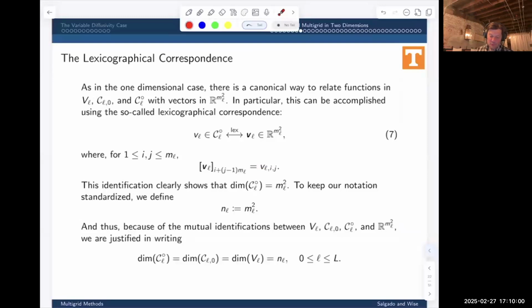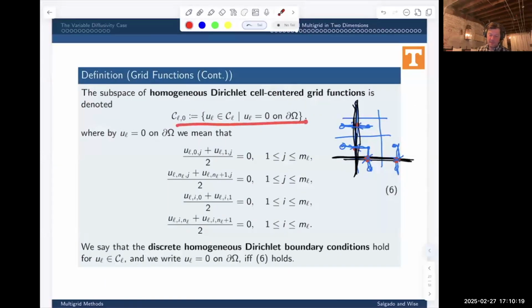Now, as in the one-dimensional case, there's a canonical way to relate functions that are in these three different spaces. This is the space of piecewise constant, cell-centered functions that are homogeneous Dirichlet on the boundary, defined here. Remember, this is my restriction on this set of functions. They have to have these discrete homogeneous boundary conditions holding. So that's that function space there.